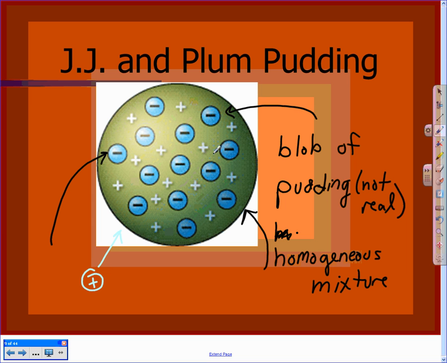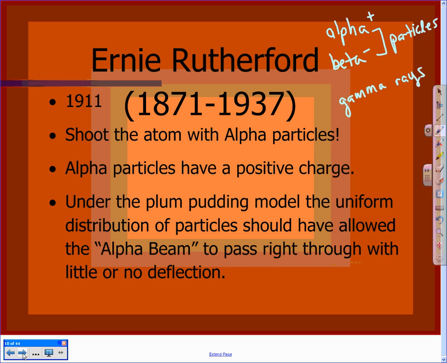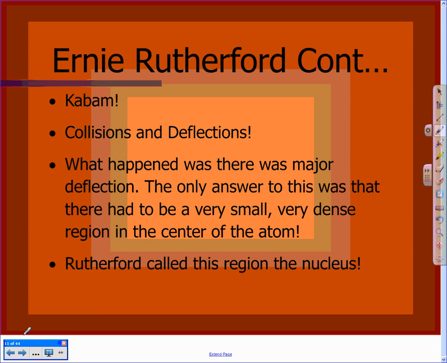Because it was a uniform distribution of particles, he thought that the particles would pass right through. Kind of like if you were to walk through a crowd of people. You might bump into them a little bit, but technically you could pass right through them. So that's what he expected to happen. It's my bad. And bam! Collisions and deflections. What happened was that there were deflections, not little ones, but major ones. Ernest Rutherford had originally thought that the particles should pass right through, and they didn't.